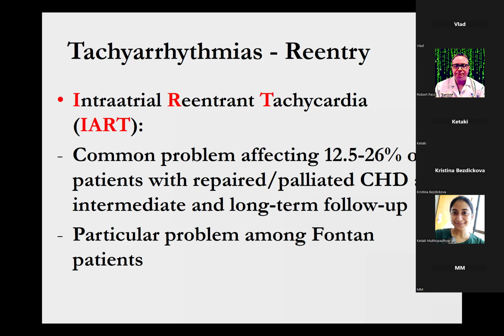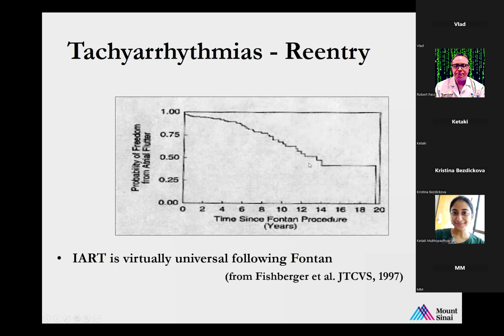This is a common problem affecting, it says, 12.5 to 26% of patients with repaired or palliated congenital heart disease. I think that's probably true for all together. It's a particular problem among Fontan patients. And this is another old literature study that has been reproduced many, many times, from my friend Steve Fishberger from back in 1997. On the y-axis is the probability of freedom from atrial flutter. On the x-axis is the years from the Fontan. And you see that by about 20 years out, almost nobody did not have atrial flutter or intra-atrial reentrant tachycardia.